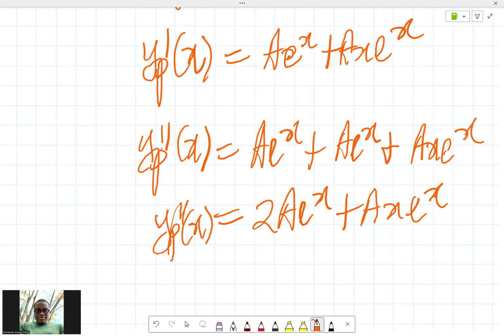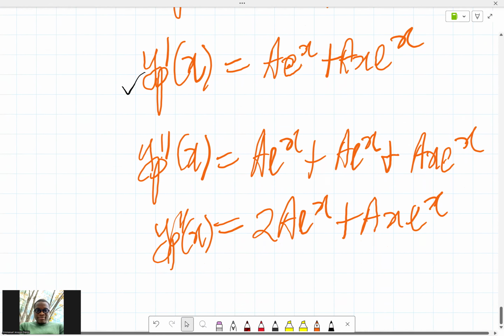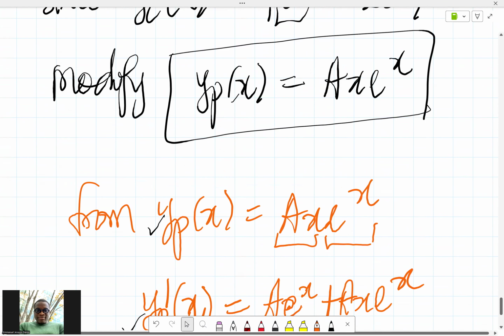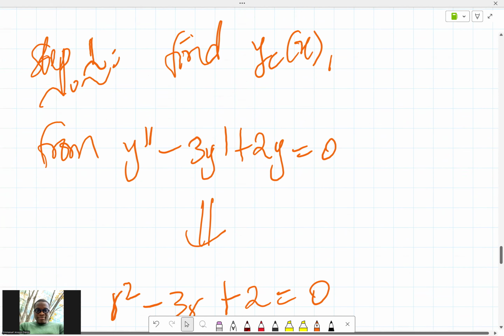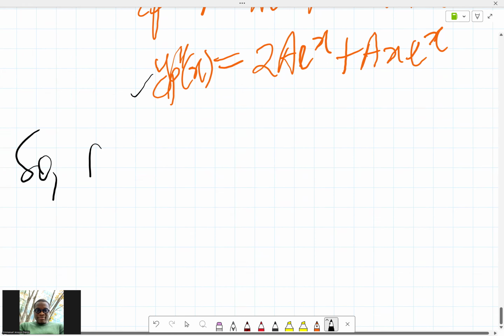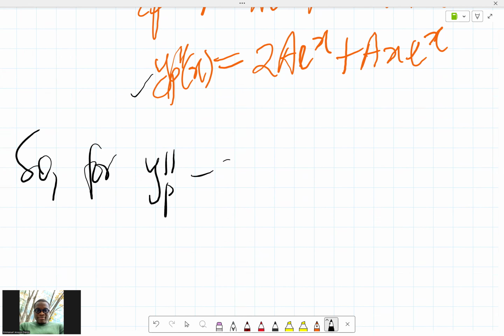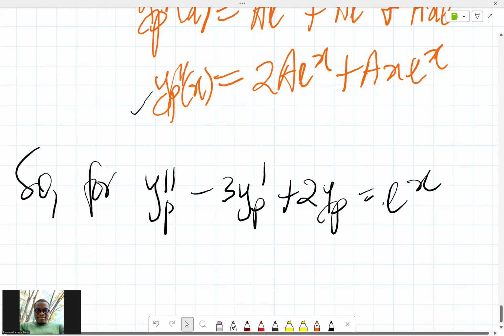Okay, so what we are going to do now is substitute these into the original expression, which is y prime prime minus 3y prime plus 2y equals e raised power x. So we say yp prime prime minus 3yp prime plus 2yp is equal to e raised power x. We substitute all of that into it.